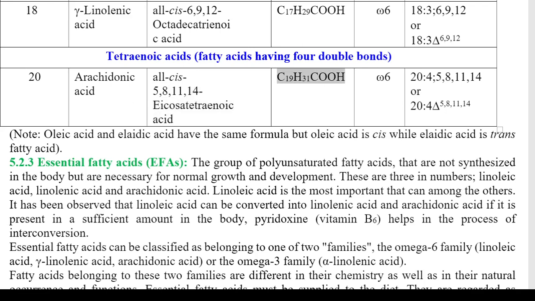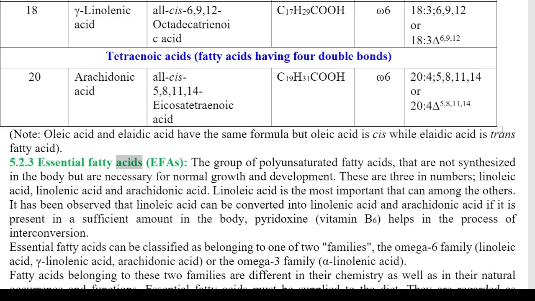C19H31COOH. Omega-6. 20:4, 5, 8, 11, 14. Note: oleic acid and elaidic acid have the same formula, but oleic acid is cis while elaidic acid is trans fatty acid.